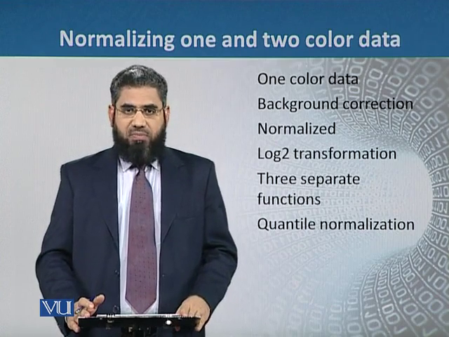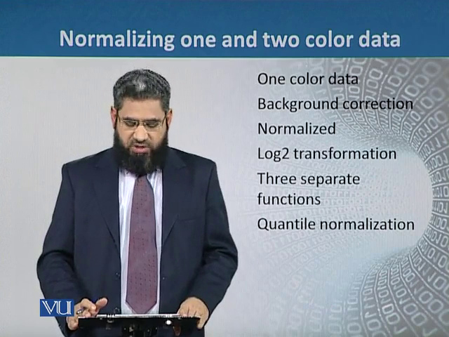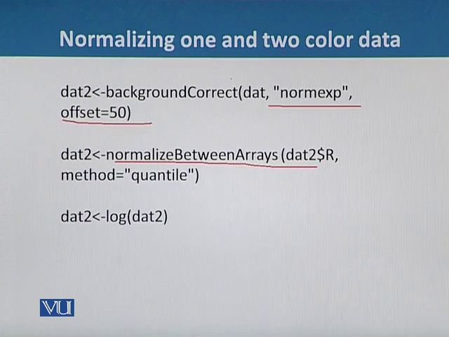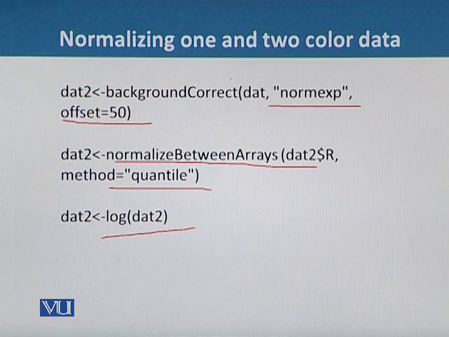In this case, the normalization that we will use is the quantile normalization. So we will see here the 3 steps. First is the background correction, and for background correction we use the tool that we have already seen, norm_xp with the offset value of 50. In the second step, we will use the command normalizeBetweenArrays, and the argument we will use is method, that is quantile normalization. And thirdly, after these two steps, we have to transform the data into log2 values so that we can analyze the data further.